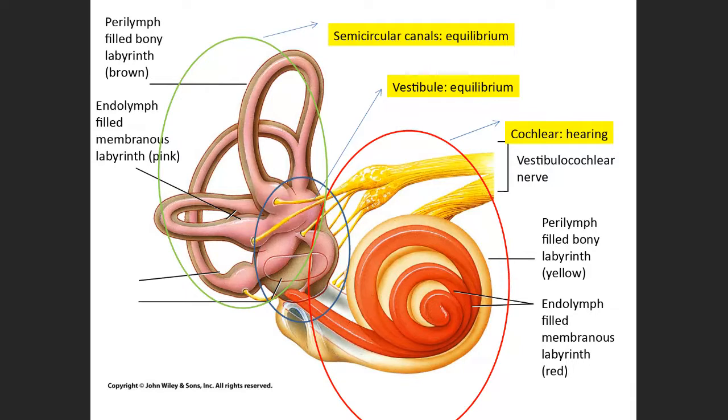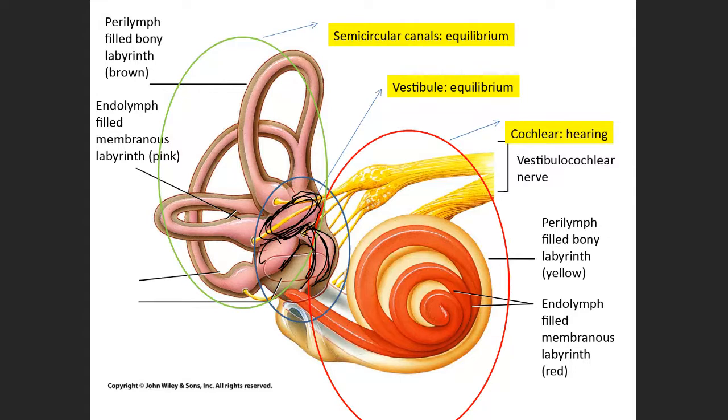Then you can see here these sac-looking structures right there. That's the utricle, and this will be the saccule. So we have this one right here and this one over here. Actually, that one is part of it too. Those structures make up the vestibule, and the vestibule is where static equilibrium receptors are located. Static equilibrium is when we tilt the head, as in, for example, you're sitting in a car and all of a sudden the car takes off and your head goes back.